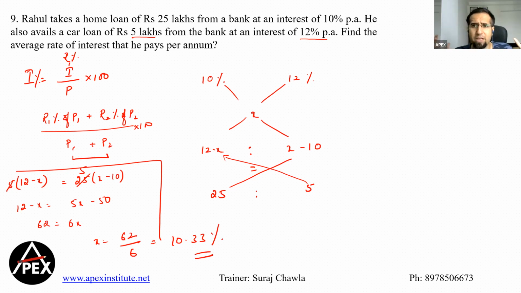Clear, guys? How do we apply alligations in interest rates? We saw alligations in cost price per kg. We saw alligations in boys and girls. We saw alligations in mixing two liquids: petrol, water, petrol, kerosene, milk, water, petrol, diesel. Now we are seeing alligations in interest rates. Okay, let's look at the next question.